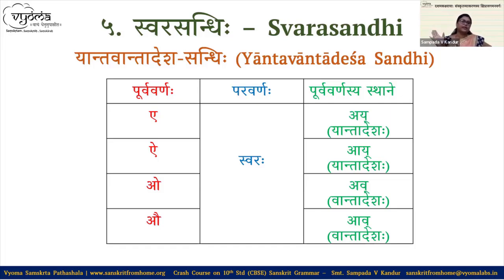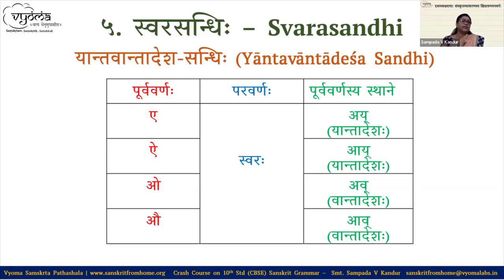So, half the rules are done. Yanta Vanta is Ya Anta, Va Anta. How is Ya Anta? Aya Aya, Ava Ava. Okay, how do Aya Aya and Ava Ava happen? Here, A changes to Aya, I changes to Aya, O changes to Ava, Au changes to Av. Okay, now how? Again, Paravarna can be any Swara. Purva Varna should be A. A changes to Aya. Here also change happens, okay?